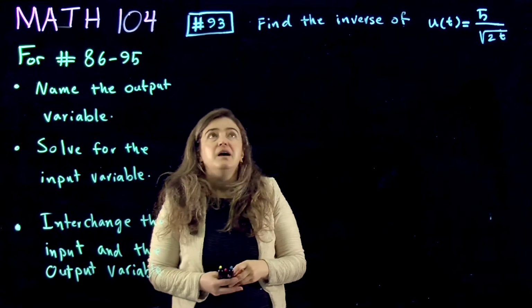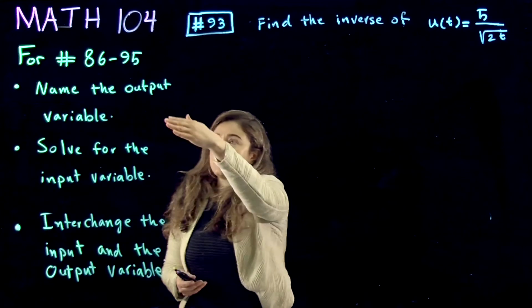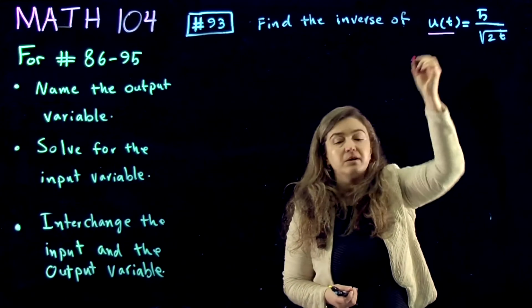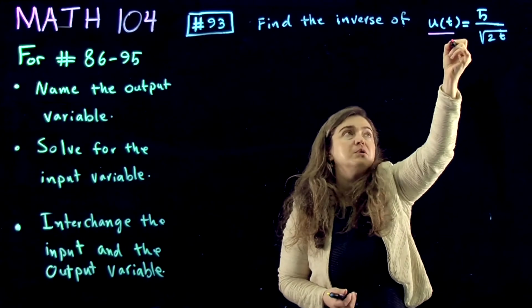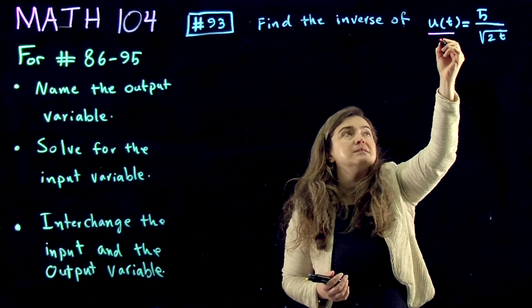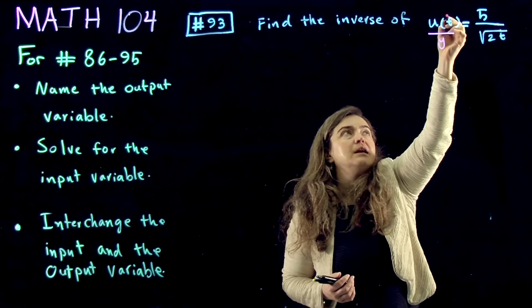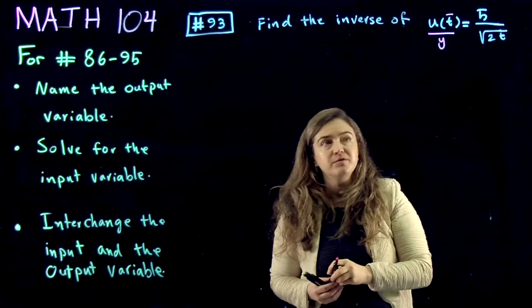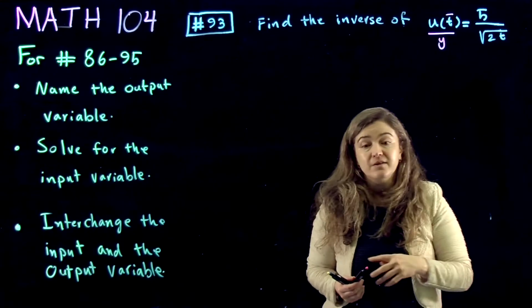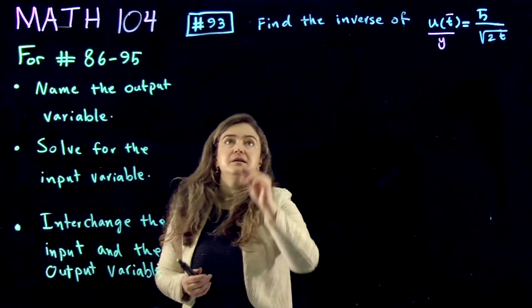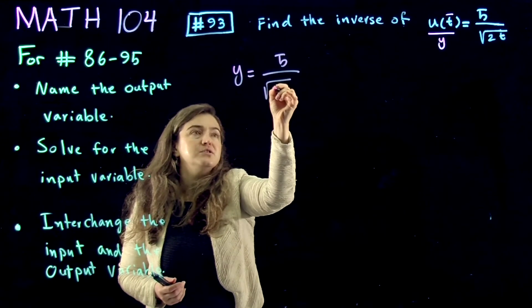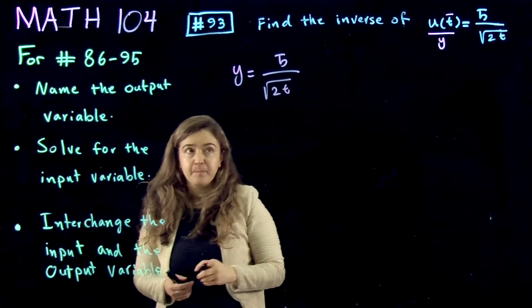Now, how do we go about this? As usual, name the output something for inverse functions, because input and output are going to interchange. It's easier to use the name. And then identify the input function. I named the output y. I want to make sure it's a different variable than the input. Now I put in y is equal to 5 divided by square root of 2t.